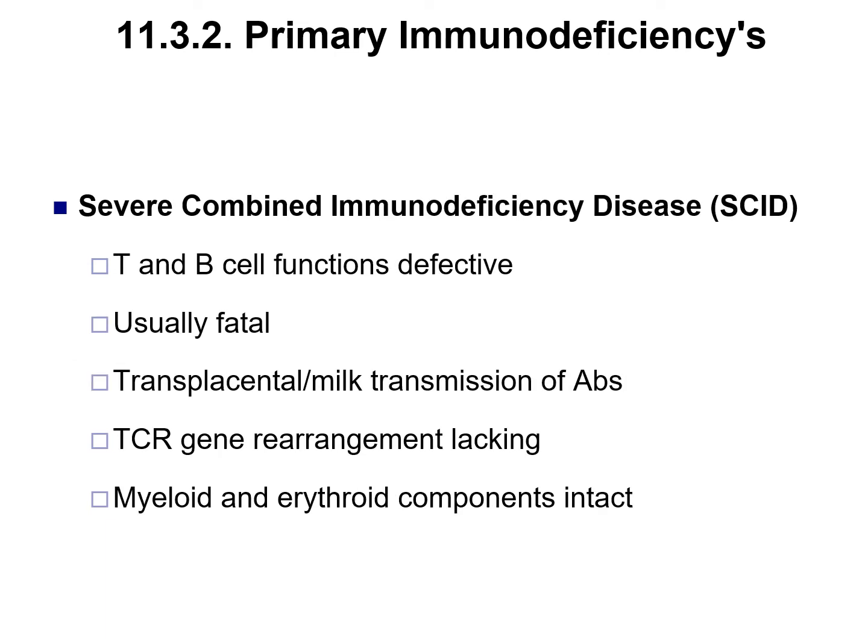SCID, so this is one specific primary immunodeficiency. When there is defective function of the T and the B cells, this is fatal because no one can protect you. Those cells cannot protect you. So we depend only on the antibodies transferred from the mother. And the T cell receptor gene rearrangement is lacking. Even the myeloid and erythroid components remain intact. However, it still is a problem.